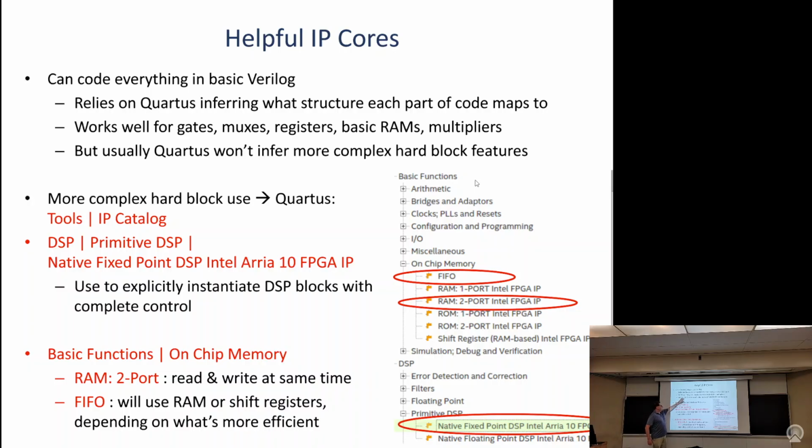But if you start getting into more complicated hard block features, like using more advanced features of the DSP blocks, which can do not just multiply but also accumulate, and which also have some dedicated interconnect to other DSP blocks, generally Quartus is not going to figure out how to use those from your HDL. It's a pretty specific pattern.